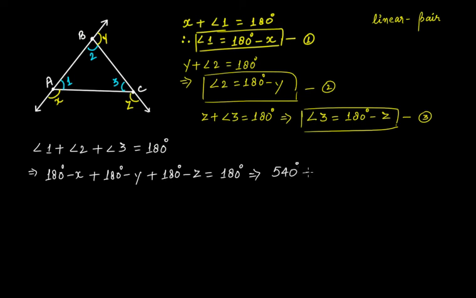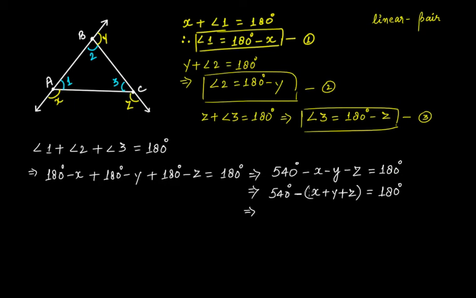So 540 degrees minus x minus y minus z is equal to 180 degrees. Now we can write this as 540 degrees minus (x plus y plus z), because when you open the bracket this becomes minus x, minus y, and minus z. This is equal to 180 degrees.